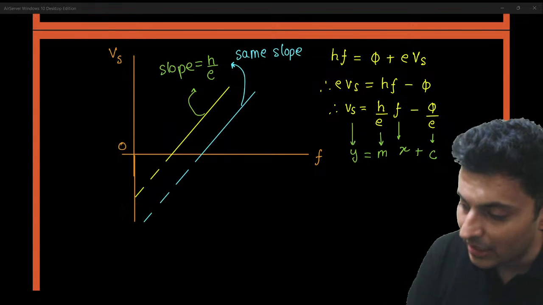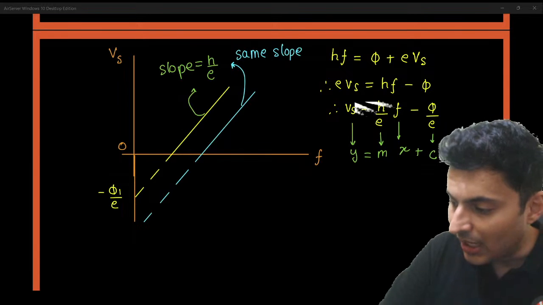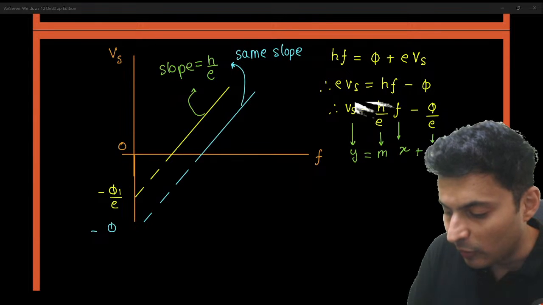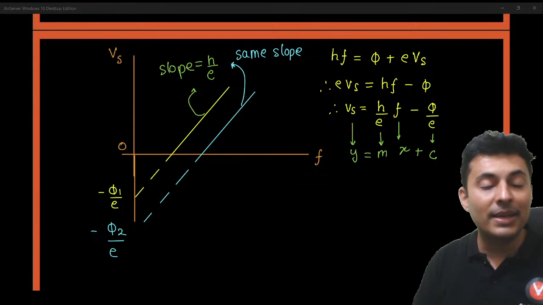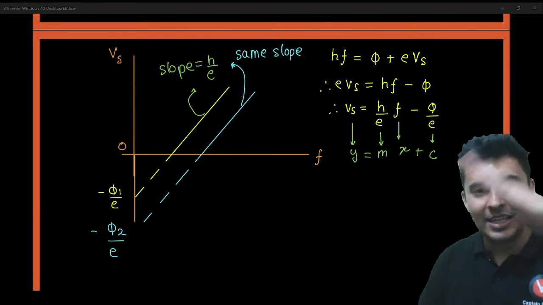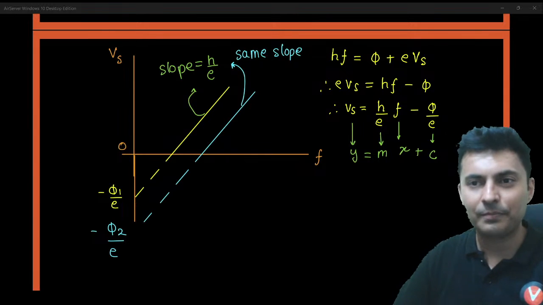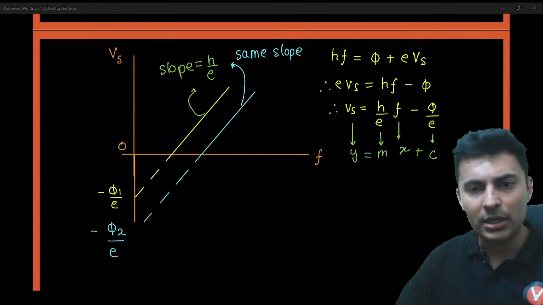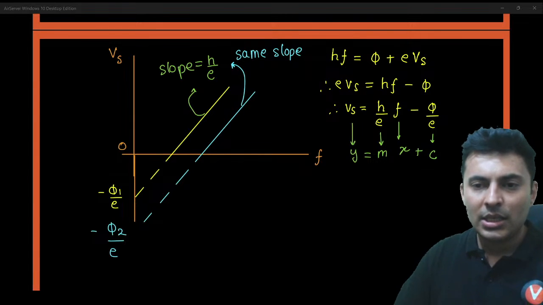Like for this one, it might have a y-intercept of minus phi 1 by e. The other metal might have a y-intercept of minus phi 2 by e. Because the work function is different, that's why they might shift, but their slope will not change. Their slope will not change. Clear? Understood? Perfect? Straight line, yes.